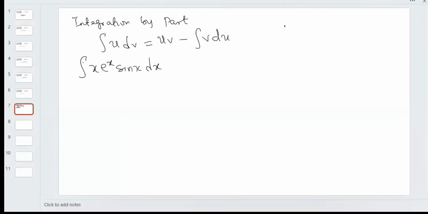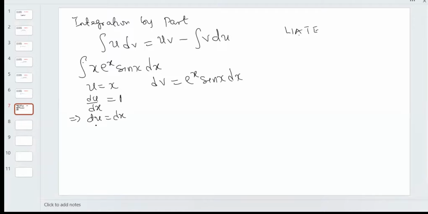So we'll go back to our knowledge of LIATE. In this case, we have an algebraic function before the trigonometric and the exponential function. So it means my u will be x, and then my dv will be equal to exponential x sin x dx. If I go ahead to find du/dx here, I'm going to have 1, and by the time I cross multiply, this tells me that du is equal to dx. So I'm done with this side.